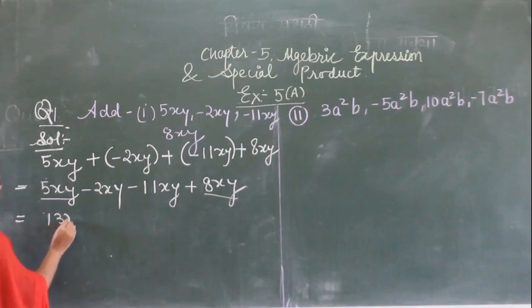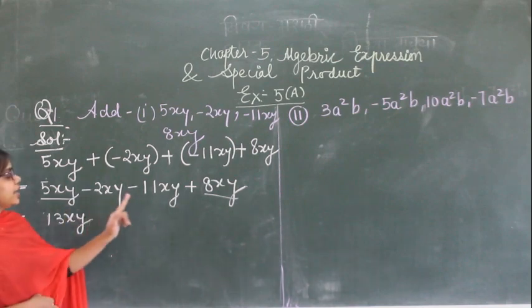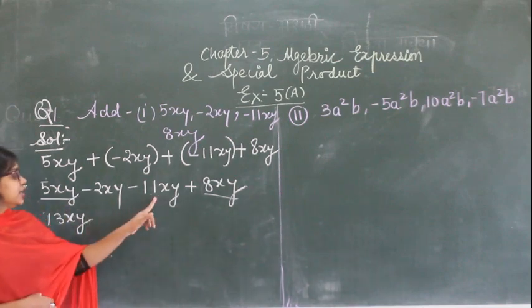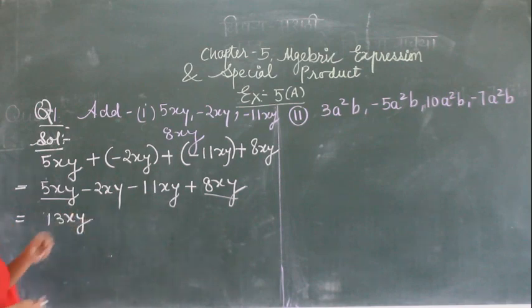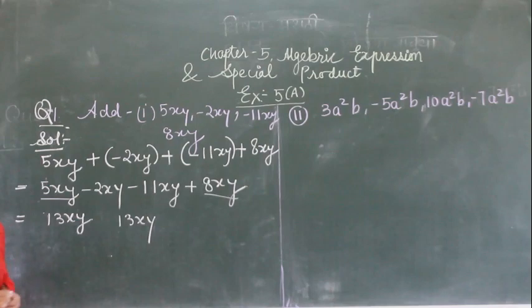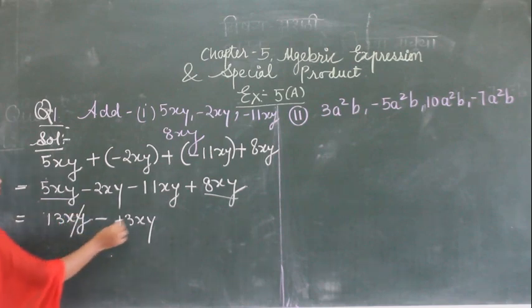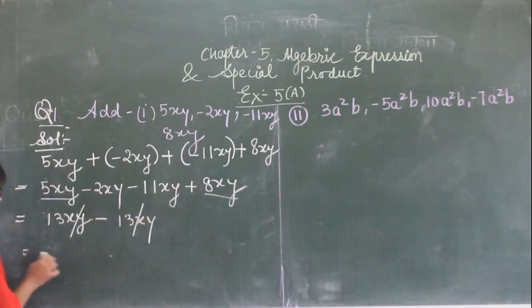Now from here, this and this, you can add, both are plus. 8 and 5 is 13xy and the sign of it is plus, so it will be plus. From here, minus minus is plus, so 11 plus 2 is 13xy, and the sign of it is minus, so here it will be minus 13xy. So plus 13 and minus 13 will get cancelled and you will remain with 0.